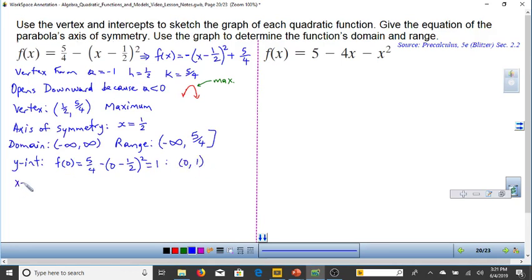To find the x-intercepts, if there are any, we replace f of x with 0, and then we solve for x. And we can solve this by doing the zero property, by reverse PEMDAS: subtract 5 over 4 from both sides, and divide both sides by negative 1, and then square root both sides.